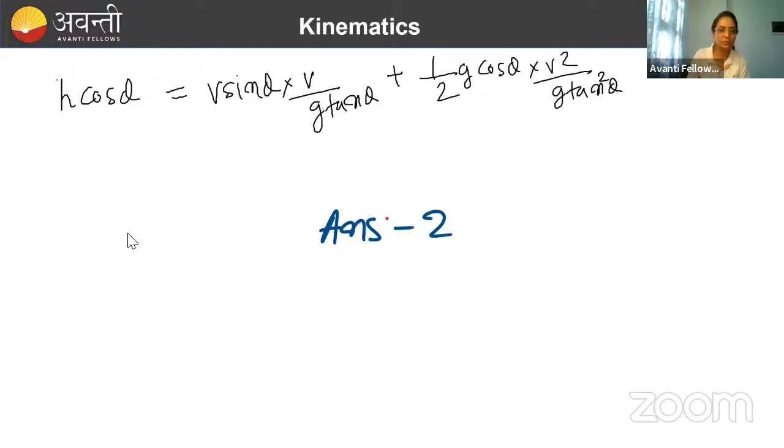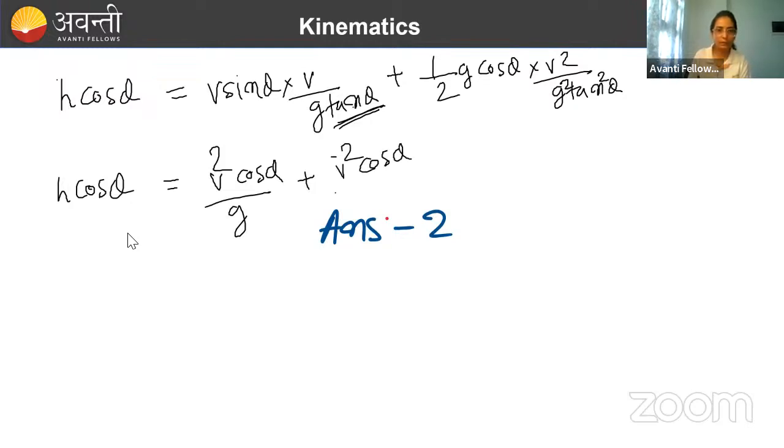Now just solve it. Tan theta we are going to break. It will become sin theta by cos theta. Sin will get cancelled and cos theta will remain. Done. So let's write now, h cos theta is equal to v square cos theta by g plus here we will be getting, this is g square again, so v square cos theta by g tan square theta. Then cos theta will get cancelled and the h value will be equal to how much?